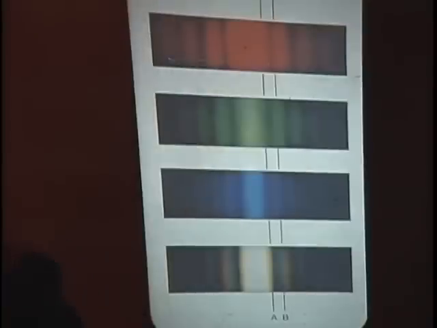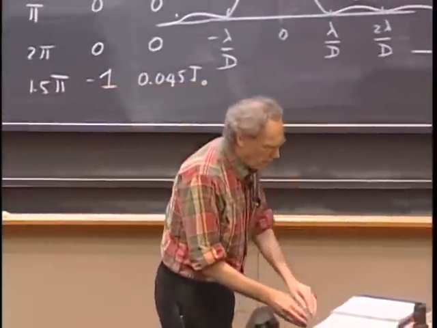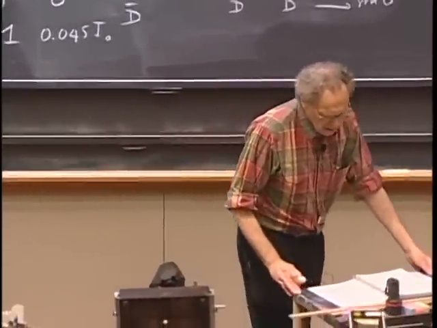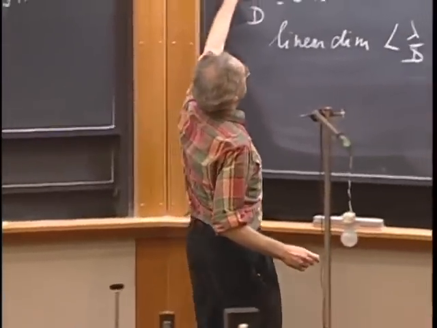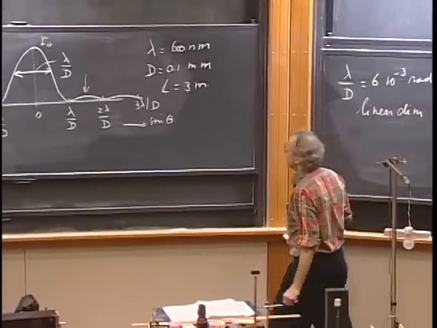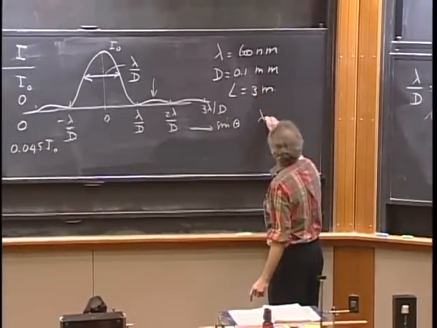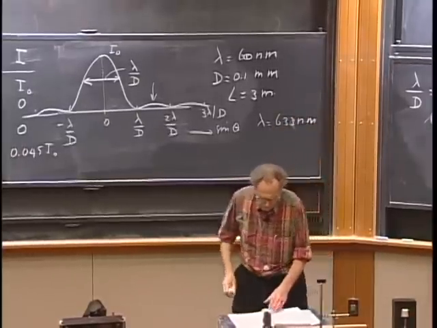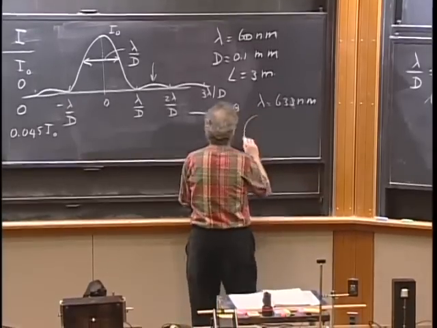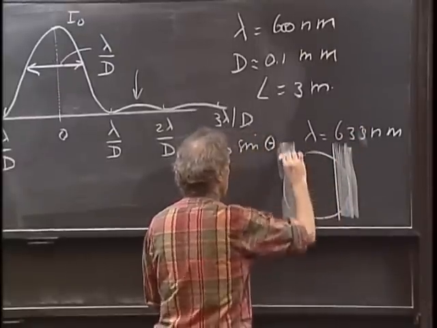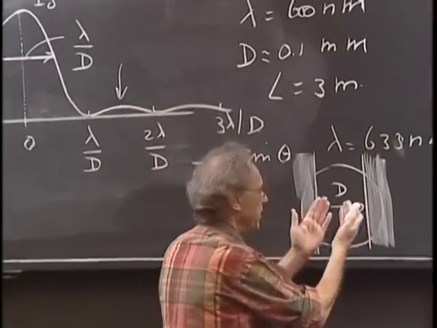All right, so now I want to demonstrate this to you. And the way that we're going to do this is with a slit that we can vary in size. I made a calculation here. So I'm going to do it with 633 nanometer laser light. And the beam of that laser is about 3 millimeters. And then we have a slit here. So this is the opening. So this is the D. And we can make the D smaller.